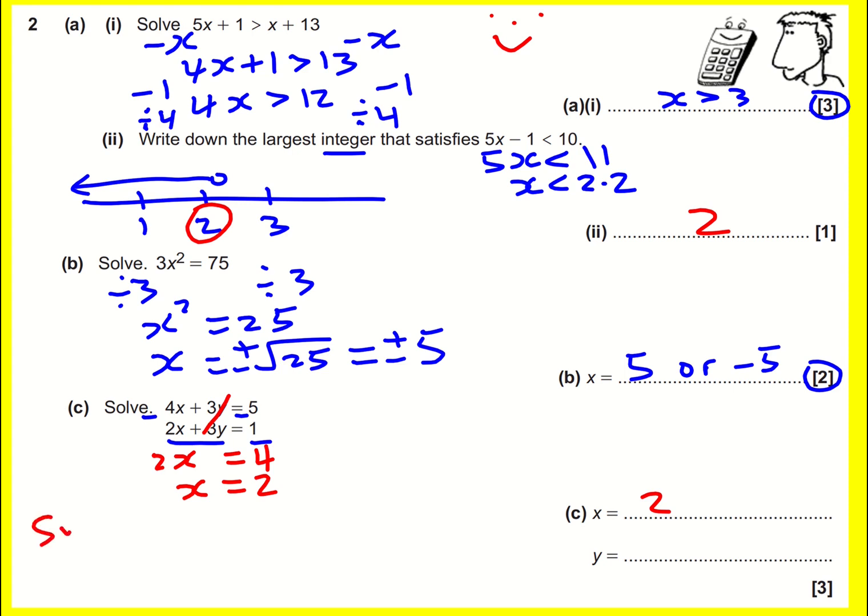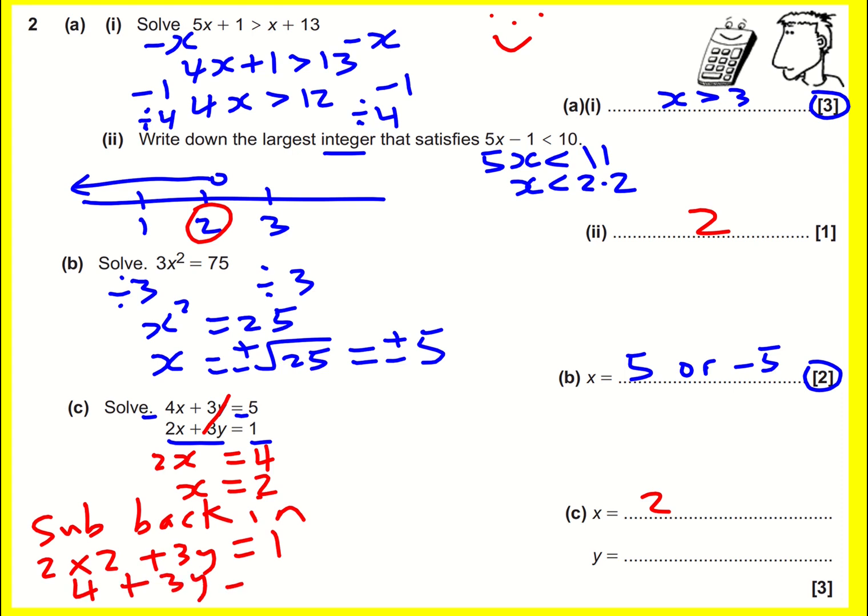So sub back in. It's going to be 2 times 2 plus 3y equals 1. That is 4 plus 3y equals 1, which gives 3y equals minus 3, and hence y is equal to minus 1. And that is my solution.